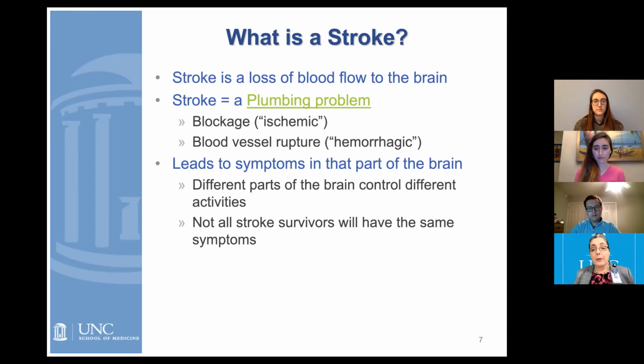So the different parts of the brain control different activities. And as a result, people who have a stroke don't all look alike. And so you might wonder why that neighbor who says they had a stroke looks just fine and is walking around and has no obvious problem, whereas somebody else might be wheelchair bound and unable to walk. So different parts of the brain cause different symptoms.